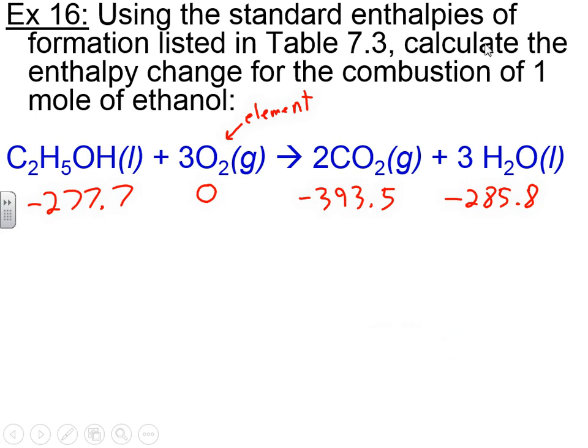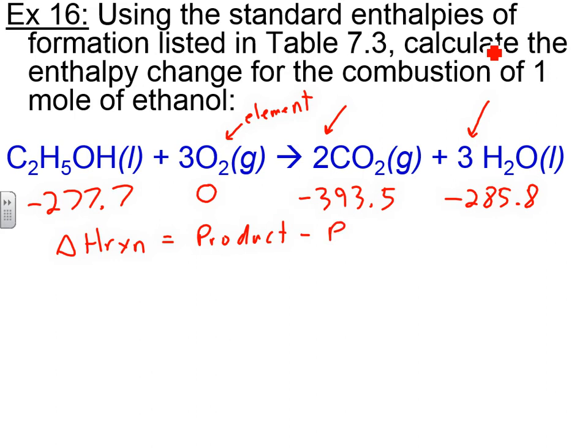So now we're going to do products minus reactants. Now the way we'll do this is we have to multiply by the moles. So we have to consider that there are 2 moles of this and 3 moles of this. So we'll have to multiply 2 times the 393.5. Again, our delta H of reaction is products minus reactants. So our products are 393.5 times 2. So we'll do 2 times 393.5 for the kilojoules.